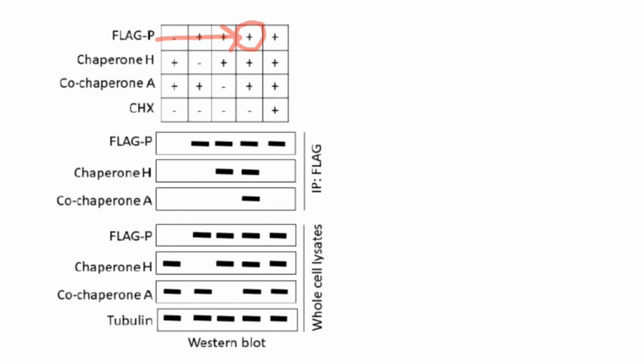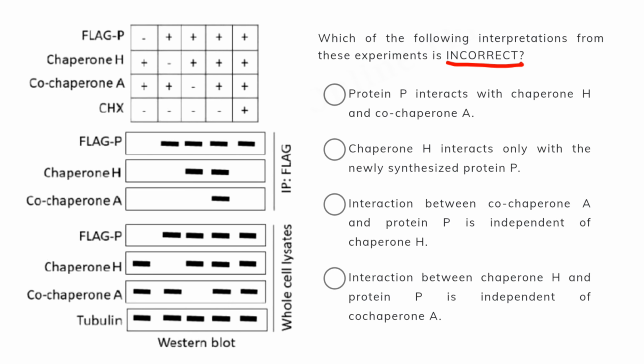In the fourth lane, protein P, chaperone H and co-chaperone A are present. Here the band for co-chaperone A is also visible along with the protein P and chaperone H. Since we already established that co-chaperone A does not directly interact with the protein P, the appearance of this band for co-chaperone A suggests that co-chaperone A interacts with the protein P in the presence of chaperone H. Based on this observation, the first option is correct because protein P interacts with the co-chaperone A and chaperone H.